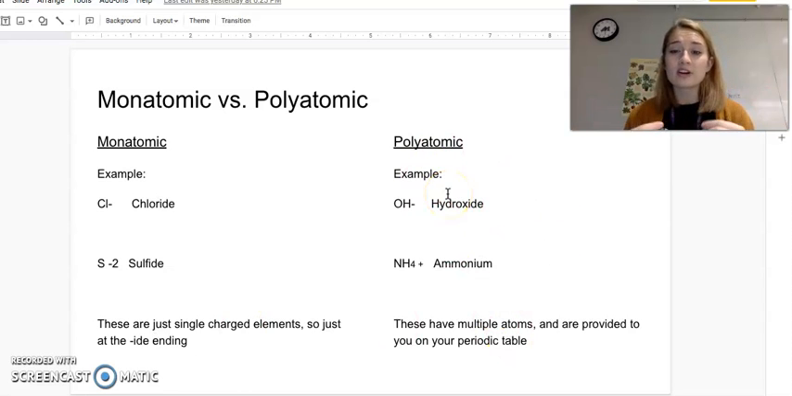Polyatomic ions are a little bit weirder, right? They have more specific names. So for example, OH minus 1 is hydroxide. NH4 plus 1 is called ammonium. These are harder to just predict. So like I said, for all the polyatomic names, you're provided those, so you don't have to memorize them or anything like that. We'll provide those for you, and we'll practice naming with them in class or in a different video.